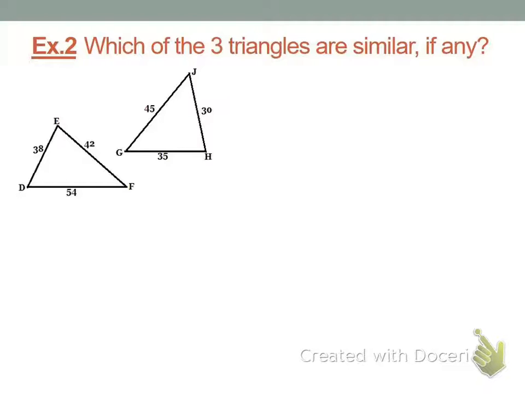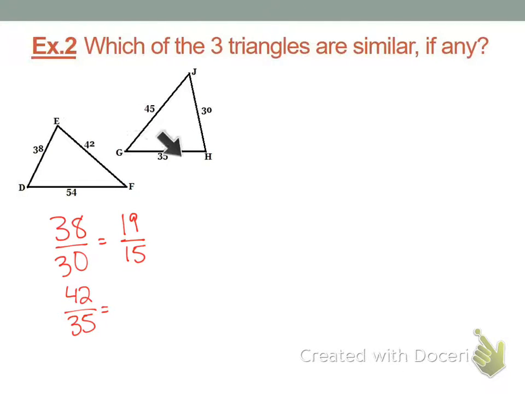So let's start with triangle EDF. The smallest side is 38. Smallest side of triangle GHJ is 30. Simplifies to be 19/15. Okay, we have to at least do one more ratio. So the next smallest side, middle side, compares to 35. Middle length here is 38, middle one here is 35. We can reduce that. We could divide by 7. What do we get? Do we need to do the last pair? No. So we definitely know that DEF and GJH, those 2 are definitely not similar.